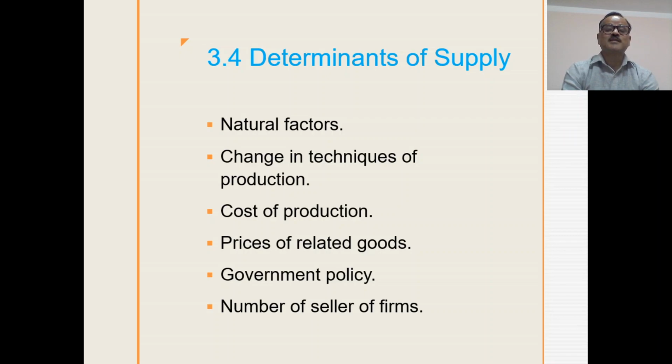Prices of related goods, government policies, number of sellers or firms. If there are many firms producing the goods in the market, then supply would be much. If the firms are few, or there is a single supplier, a single firm, then supply would be less.